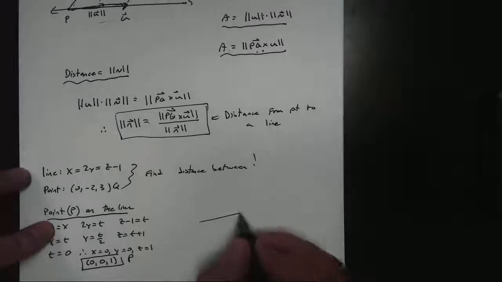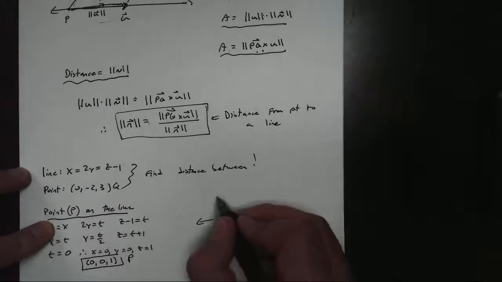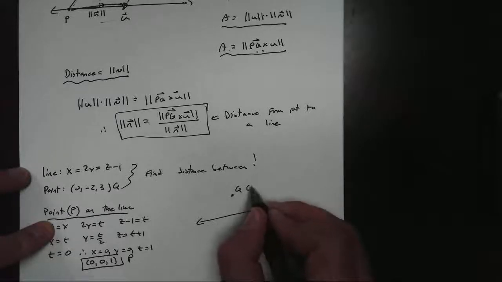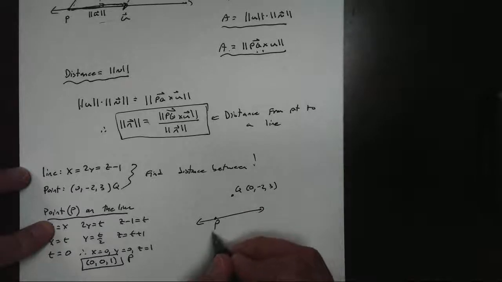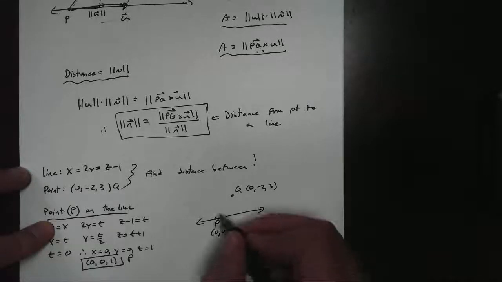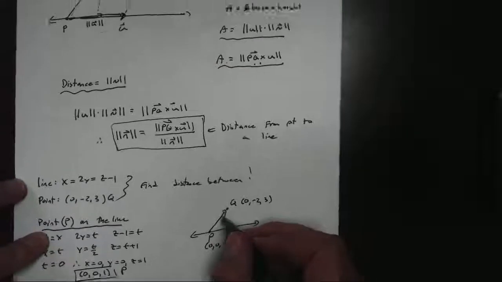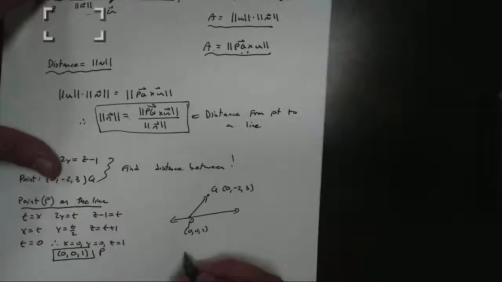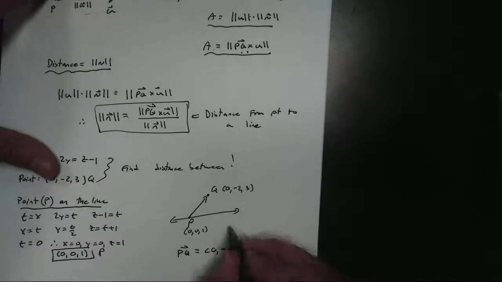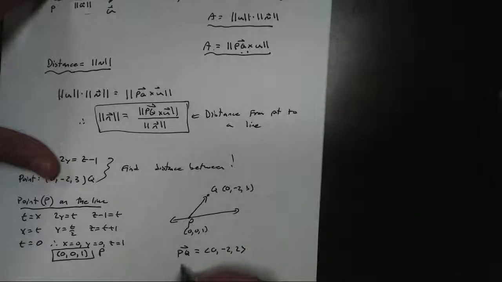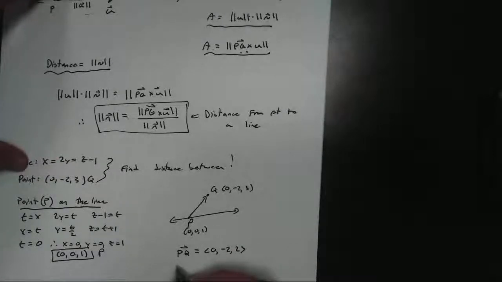Graphically, we would have something kind of like this. There's my line, Q, which is up here at (0, -2, 3), and then we have point P anywhere on the line, (0, 0, 1). So what we need to find now, according to our rule up here, is PQ. PQ can be represented by the vector 0 minus 0, -2 minus 0, and 3 minus 1, which is (0, -2, 2).